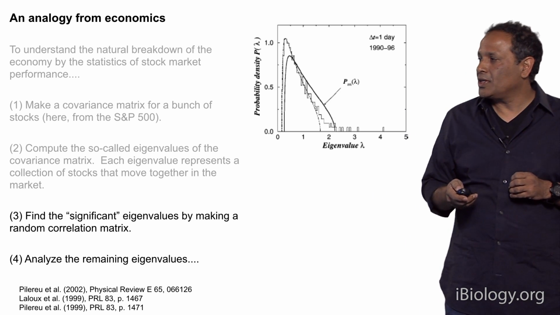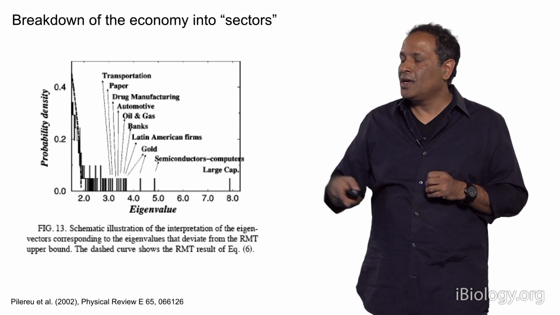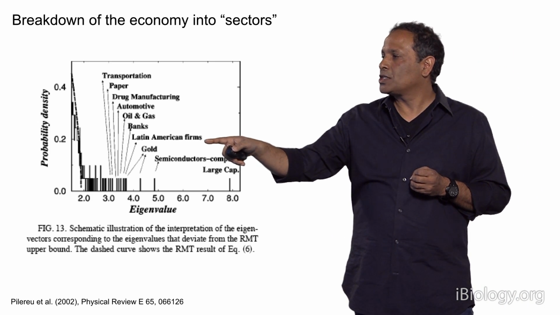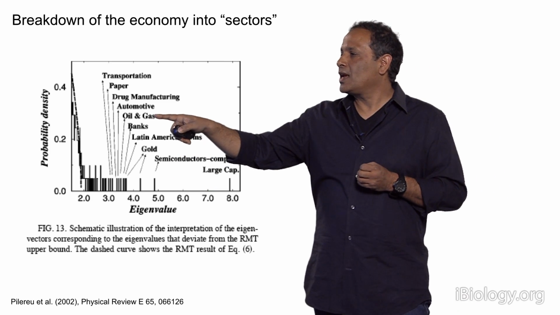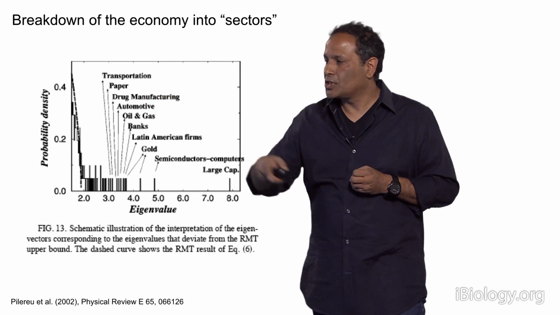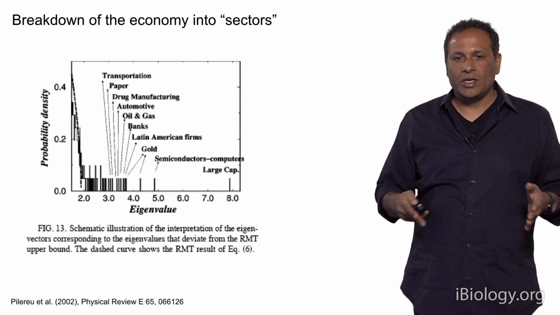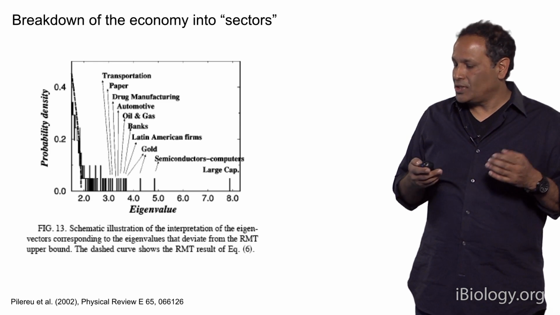And the interesting thing in this work is that one can basically decompose the economy into the business sectors by looking at what stocks specifically contribute to each of those eigenvalues. So for example, the oil and gas sector is here, the automotive sector is here, and so on and so forth. So this is an approach mathematically to using a correlation matrix to decompose the economy into business sectors.